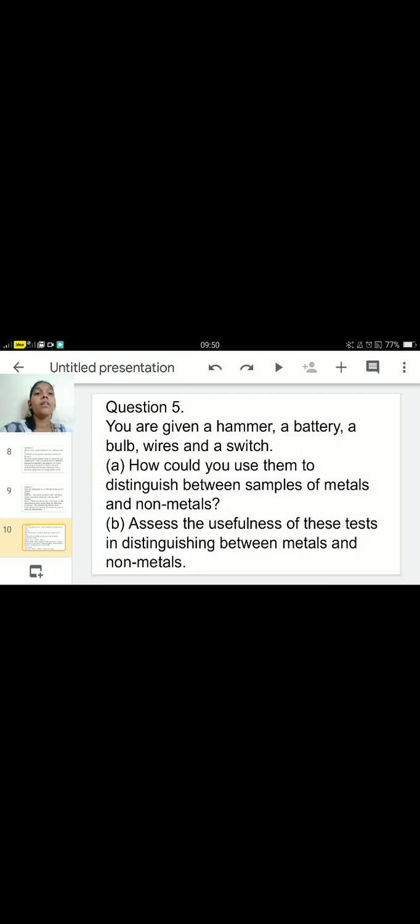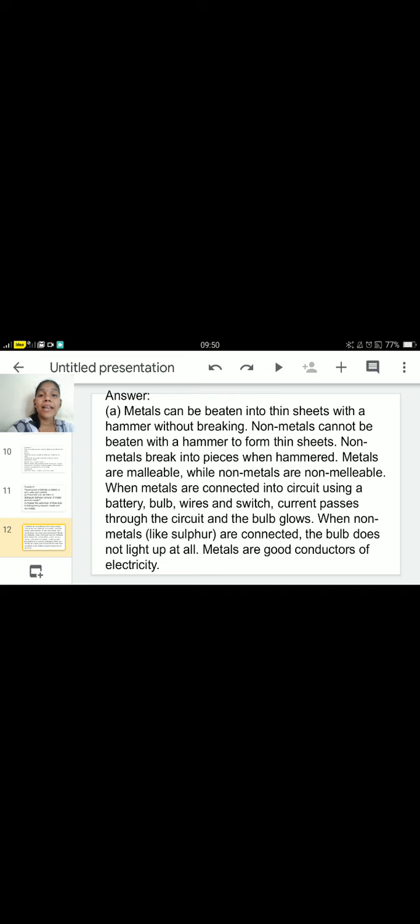Then next question. If you are given a hammer, a battery, a bulb, a wire and a switch, how could you use them to distinguish between samples of the metals and the non-metals? Assess the usefulness of this test in distinguishing between the metals and the non-metals. So let us see. Metals can be beaten into thin sheets with a hammer without breaking. Non-metals cannot be beaten with a hammer to form thin sheets. Non-metals break into pieces when hammered. Metals are malleable while non-metals are non-malleable.